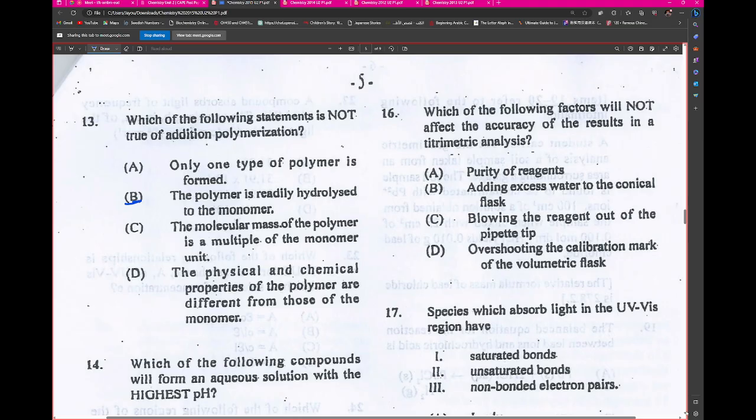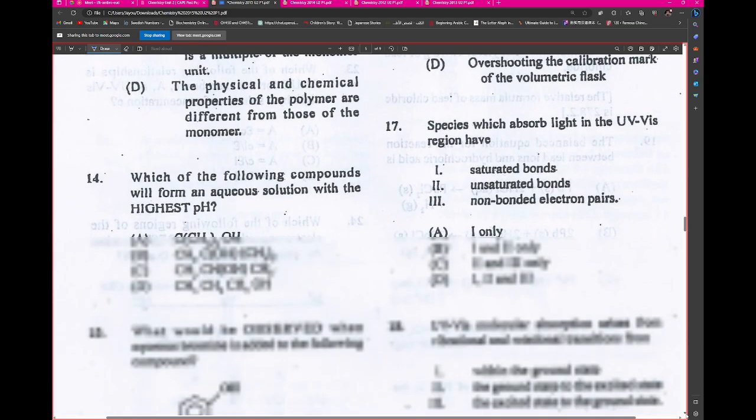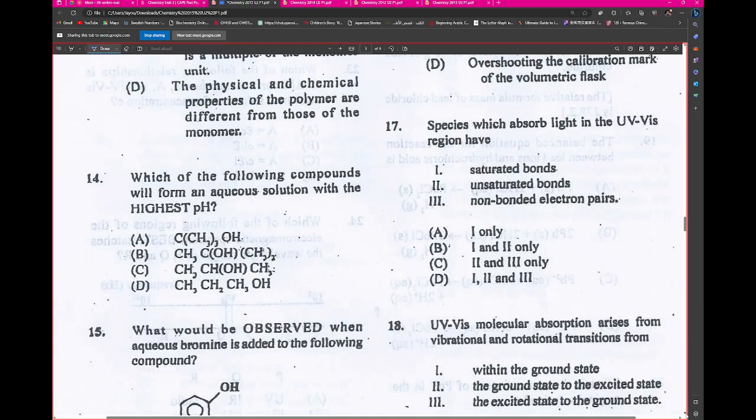Alright, thank you so much. 14. Which of the following compounds will form an aqueous solution with the highest pH? Or in other words, which is the strongest acid? B. B, alright, would be the tertiary alcohol.